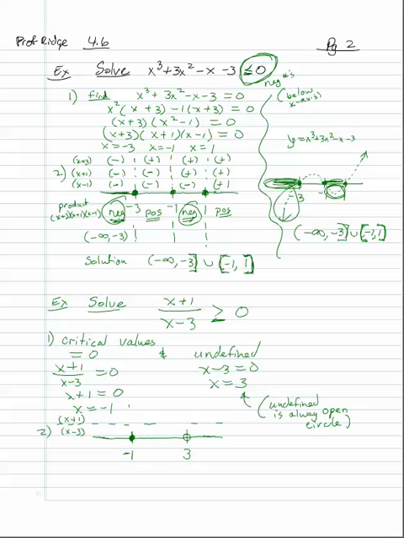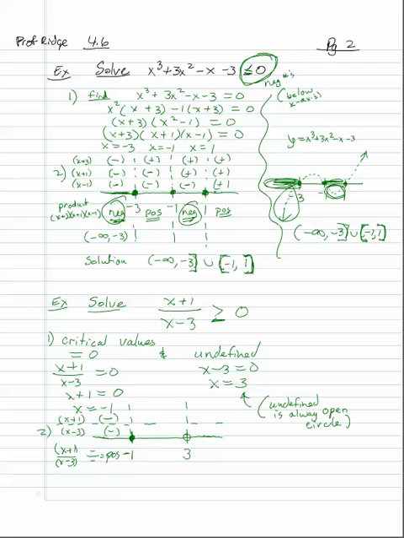So I'm going to do this, and then I'm going to do the quotient, x plus 1 divided by x minus 3. And again, I'm just going to look at the sign. So if I pick a number in the first interval, say negative 3, negative 3 plus 1 is negative, negative 3 minus 3 is negative. And what's a negative divided by a negative? Negative divided by a negative, that's positive.